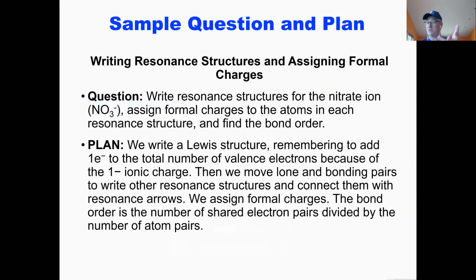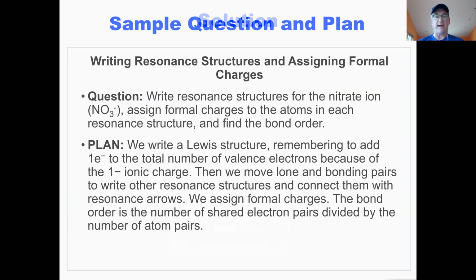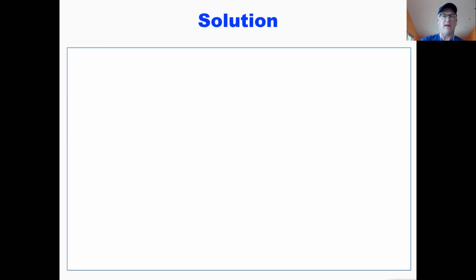So let's do an example right here. We have the nitrate ion, so NO3 minus. We want to write our structure of it, see where the formal charges are, and then see what sort of different resonance structures we can draw from it. Okay, so nitrate ion, NO3.